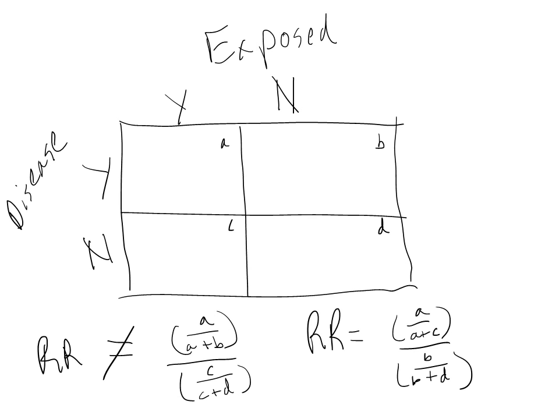One important point of caution is that it is not useful to simply memorize the formula of A over A plus B divided by C over C plus D. Sometimes a 2x2 table may be displayed as it is here, with disease represented by rows and exposure represented by columns instead of the opposite. In this case, the formula would be A over A plus C divided by B over B plus D.